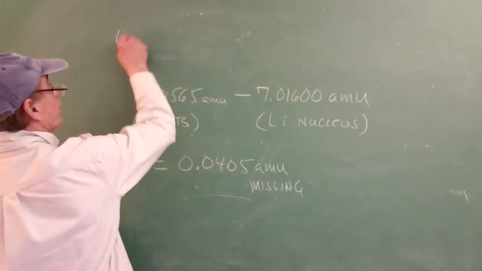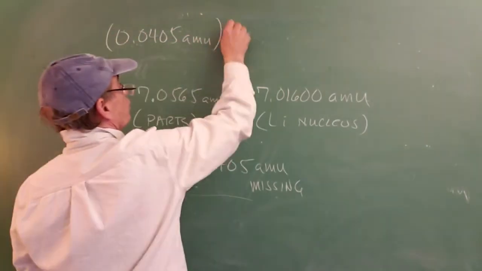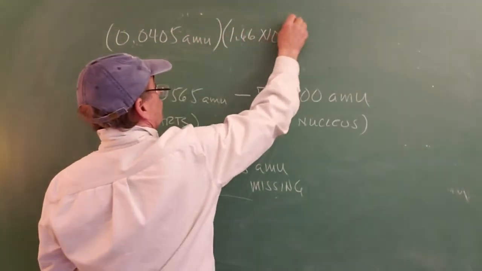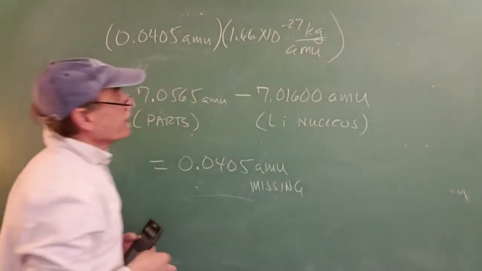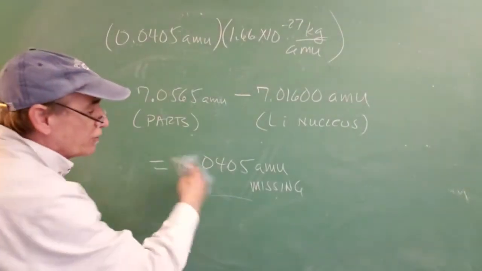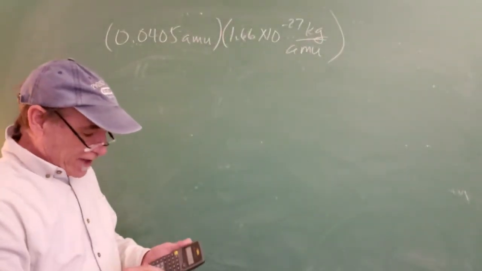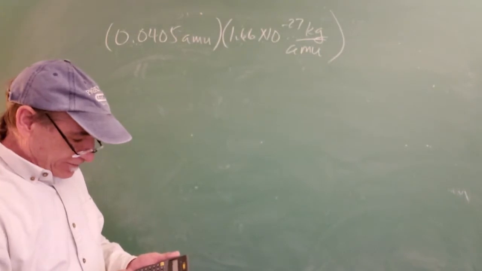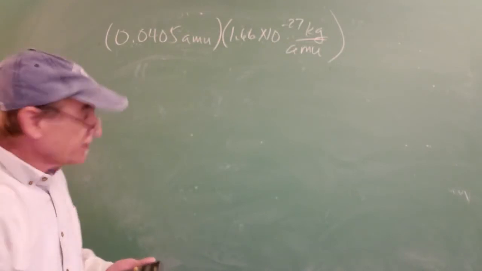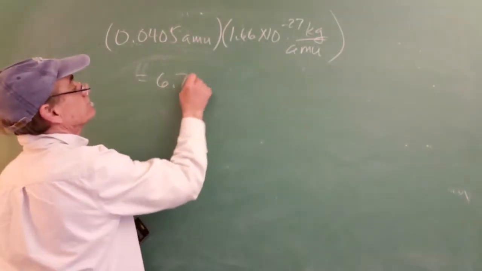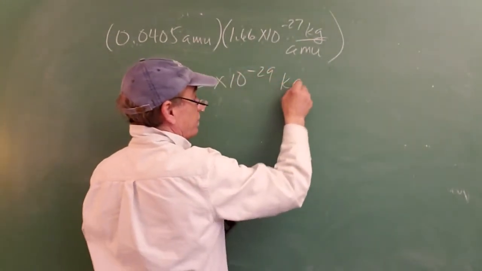So let's take the 0.0405 AMUs that seem to be missing. We'll multiply that times 1.66 times 10 to the minus 27 kilograms per AMU. All right, and that'll give us our mass in kilograms. Okay, so 0.0405 times 1.66 times 10 to the minus 27 kilograms says that we're missing 6.723 times 10 to the minus 29 kilograms of missing mass.